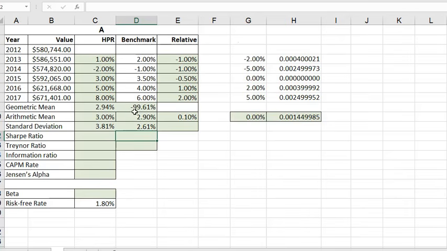So notice that we did better than our benchmark. We made 3% on average per year. Our benchmark did 2.9% average return per year. But notice our standard deviation. Our standard deviation, the volatility that we experienced in our portfolio, was larger than the volatility that the benchmark experienced.